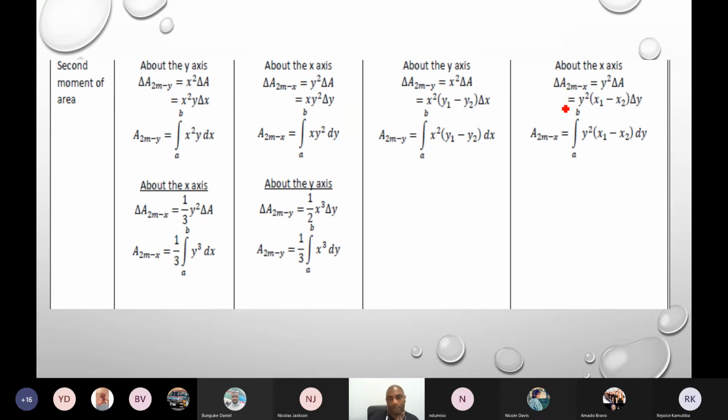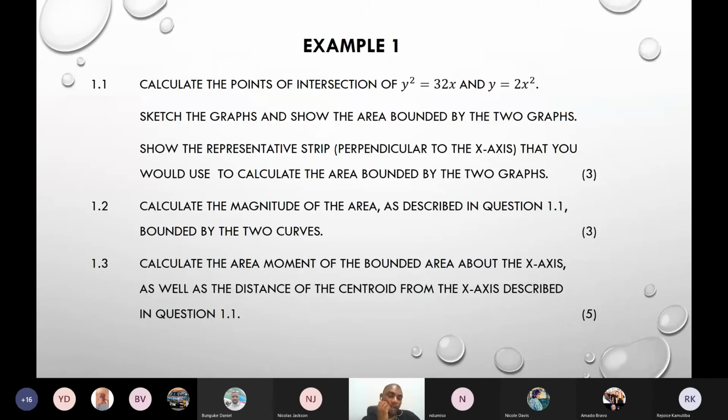So we have to go to the example, right, guys? Because I want us to finish at least one example. Now, this is the example. Calculate the points of intersection of y squared equals 32x and y equals 2x squared. Sketch the graphs and show the area bounded by the two graphs. Show the representative strip perpendicular to the x-axis that we use to calculate the area. Then 1.2 calculate the area, 1.3 calculate the area moment, as well as the distance of the centroid.